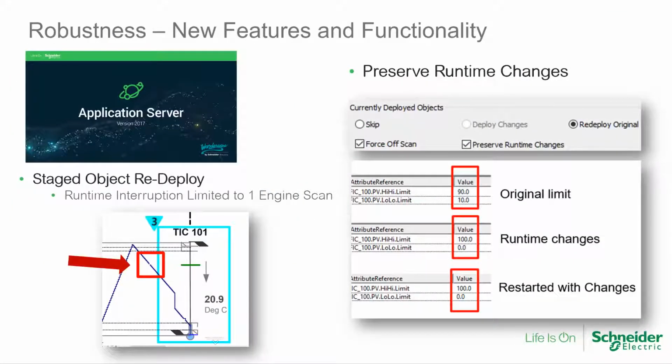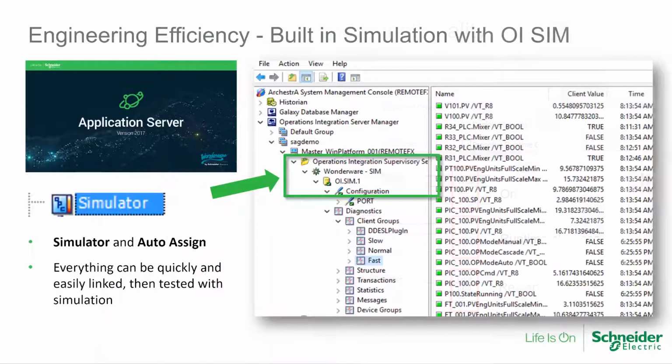Application Server has a new object redeployment mechanism, which reduces runtime interruptions to a single engine scan, providing a virtually seamless deployment of configuration changes at runtime. Complementing that is the new feature which allows users to optionally preserve changes made to important set points and other operator settable values across deployment operations. The new Simulation OI server provides application developers the opportunity to test their System Platform application using automatically bound, simulated data.